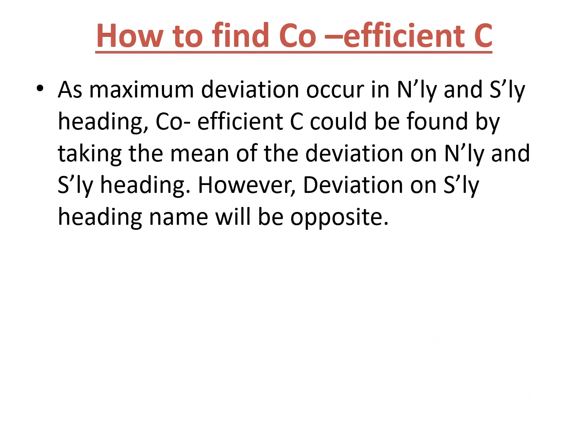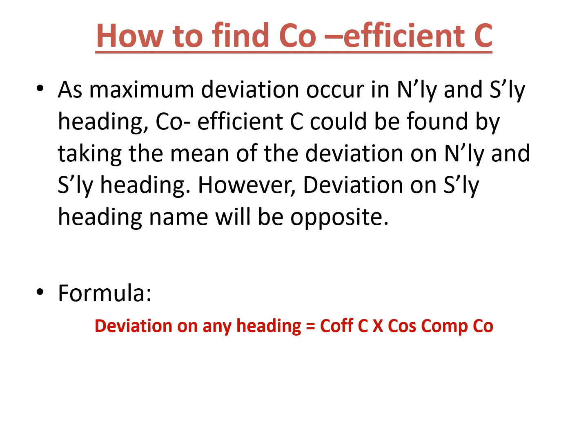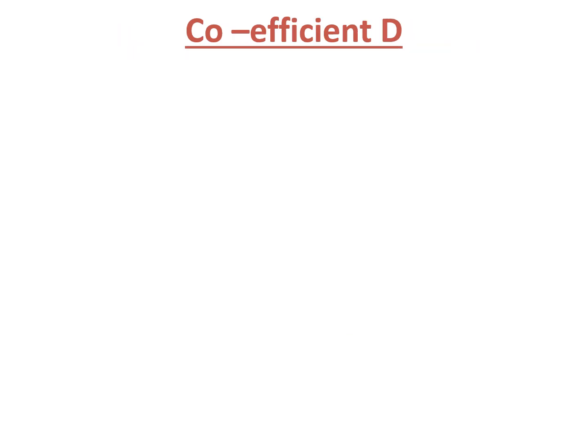How to find coefficient C? As maximum deviation occurs in northerly and southerly heading, coefficient C could be found by taking the mean of the deviation on northerly and southerly heading. However, deviation on southerly heading, the name will be opposite. How to do that? We'll solve it in the numerical. Don't worry, don't panic, right? I'm just giving you a heads up. And the formula for that: deviation on a heading is equal to coefficient C into cos compass course.